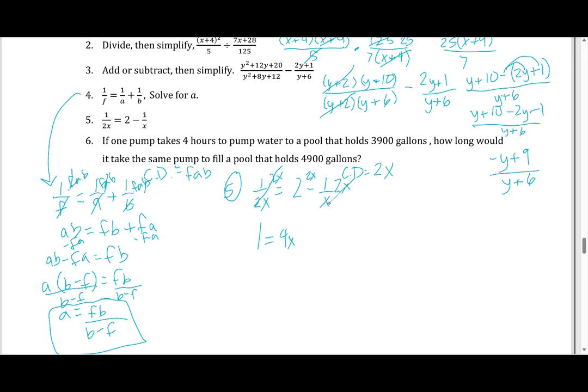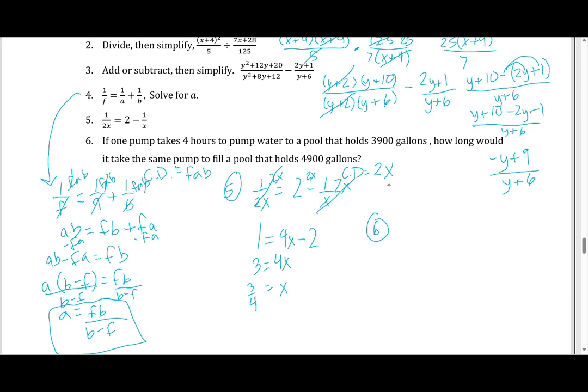Multiply by 2x here, and the x's cross out, but there's still a 2, so minus 1 times 2 is minus 2. We're going to go ahead and add 2 to both sides, so I get 3 equals 4x. Divided by 4, x equals 3/4. That's my answer. And that's not going to give me any zeros in the denominator, so that's a safe answer. It's not extraneous. Alright, number 6, more words, right?